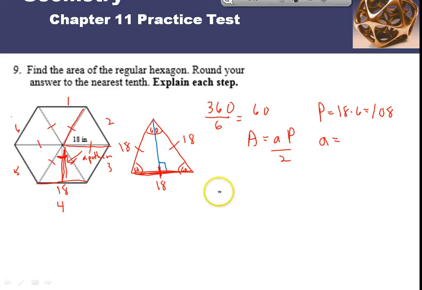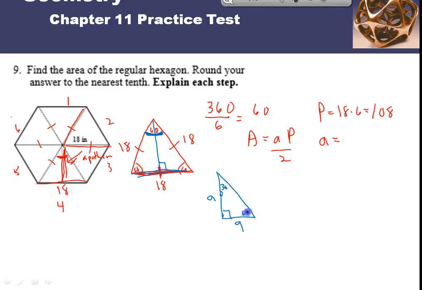Right? So I'm going to just draw that half of the triangle over here. And this whole side, remember, was 18, but here we have half of it, so that's 9. And then this is my apothem, that's what I'm looking for. Now this whole angle right here is 60, which makes this angle 30.